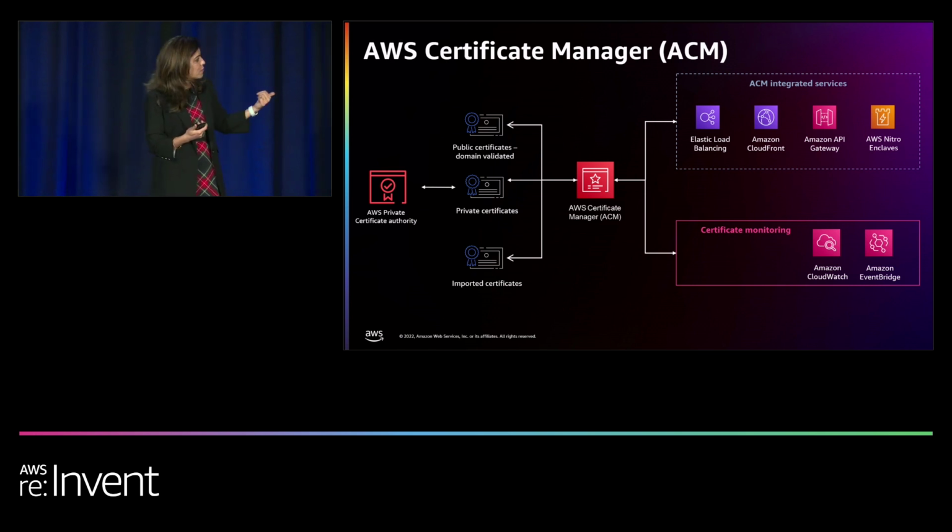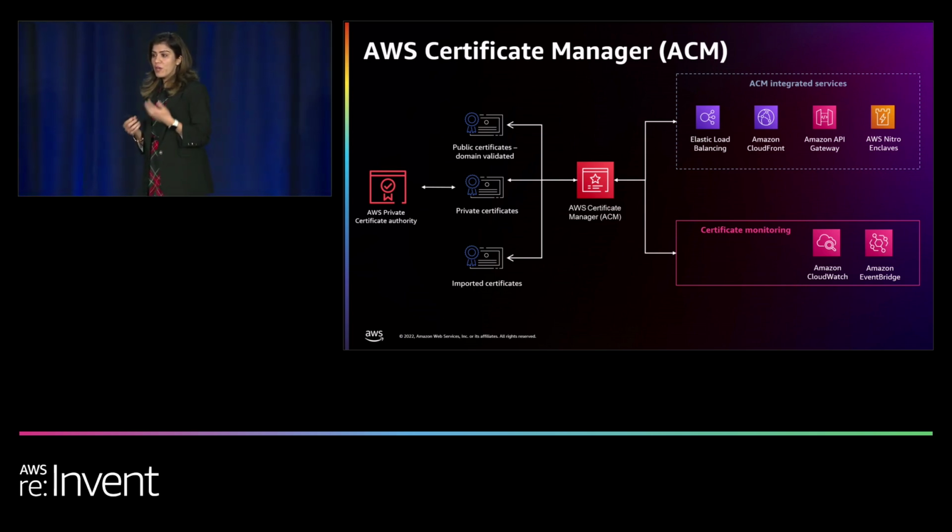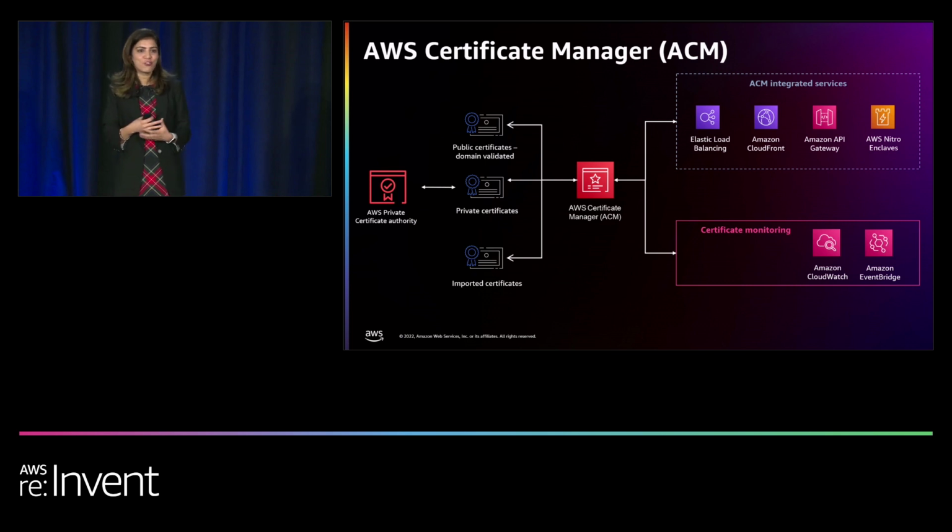So what ACM does is it sends you a notification via either CloudWatch or EventBridge, to make sure that if there is an issue with the renewal process or it requires an action from your side, you can go and take that action, and that happens well in advance of the certificate expiring. And this is just to make sure there are no infrastructure outages due to certificates.